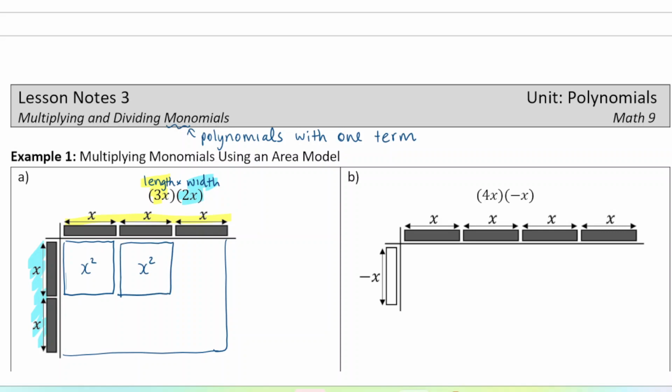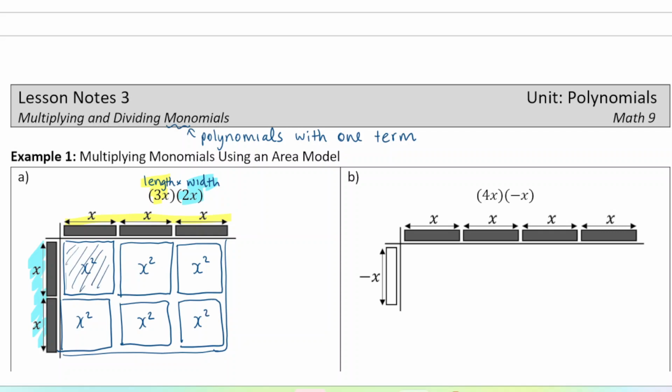x squared, x squared, x squared, x squared, and x squared. Now they would all be positive because the two values are positive. Positive multiplied with a positive is a positive. So the final result is I have 6 x squared tiles.